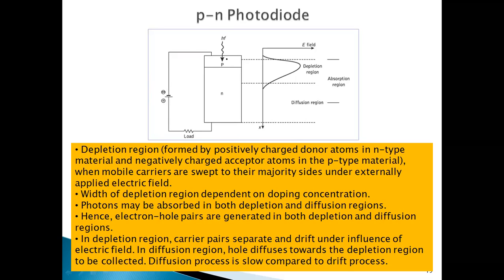We have the depletion region between the P and N, and we have the diffusion region, which is the rest of the N material. This is your depletion region over here, and this is your diffusion region. The absorption region is a combination of the depletion region and part of the diffusion region.